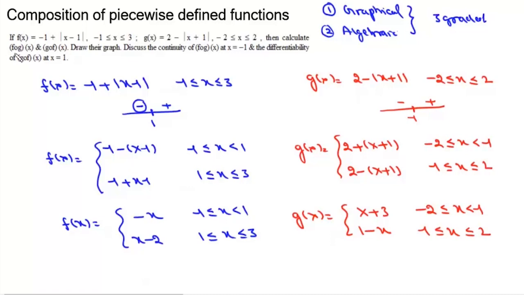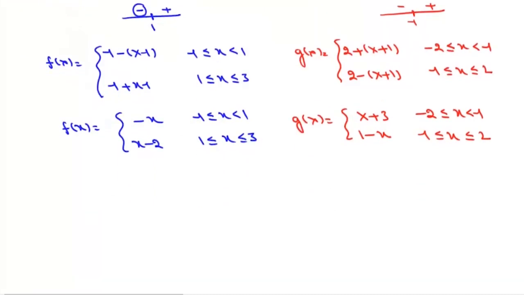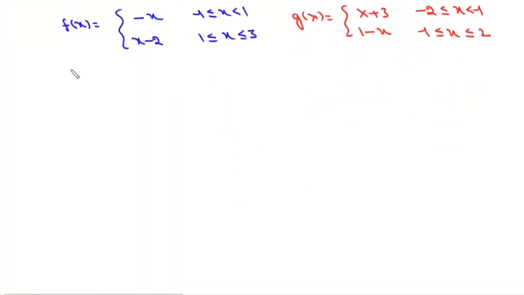Now we need to find f of g(x) and g of f(x). First we will find f of g(x) using the graphical method. So we are going to use the graphical method, and we wish to find f of g(x). Basically f of g(x) is f and then g(x). So essentially values of x will go into this function g, and then the value of g(x) will go into this function f(x). Now in this graphical method, the first step is we'll draw the graph of g(x).